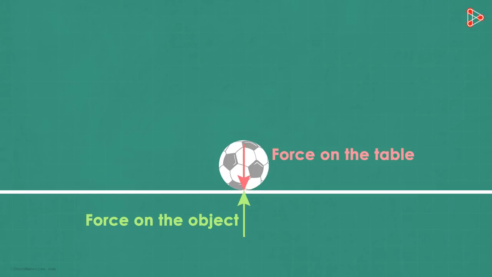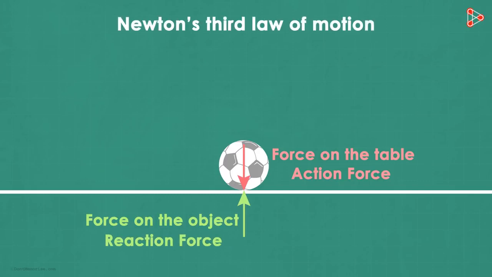These forces are called action and reaction forces. The force exerted by the object on the table is the action force, and the force exerted by the table on the object is the reaction force. What we saw here is nothing but a display of Newton's third law of motion.